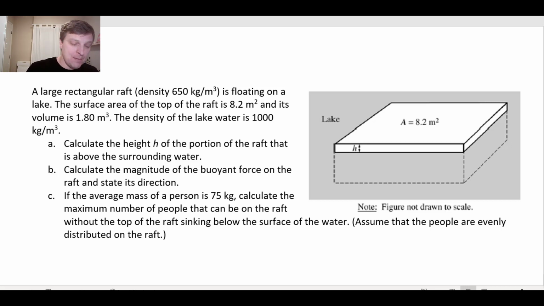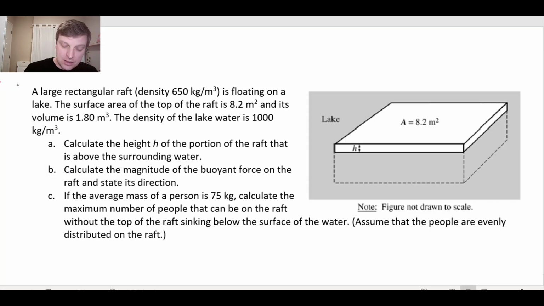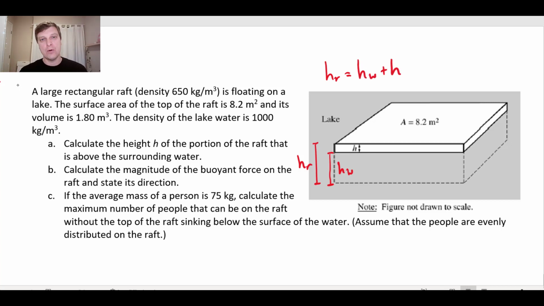And just before I do that, I might define a couple of other variables here, just so I've got them clear. I'm going to call this height right here HR, for the total height of the raft. And then this height right here I'm going to call HW, for the height of the raft that is submerged in water. And then of course you can see here that HR is really just HW plus h, which is the amount we're trying to find.